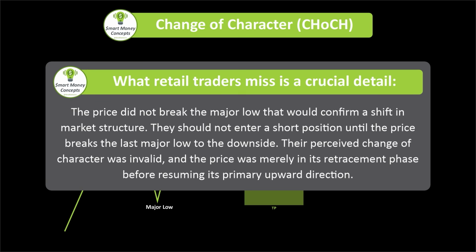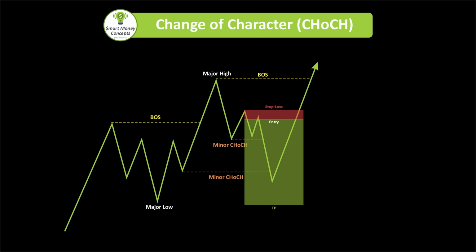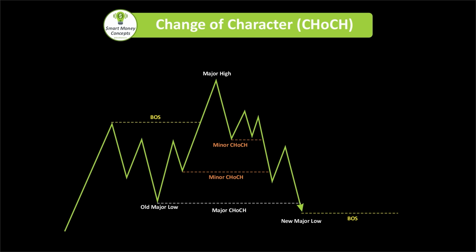What they miss is a crucial detail. The price did not break the major low that would confirm a shift in market structure. They should not enter a short position until the price breaks the last major low to the downside. Their perceived change of character was invalid, and the price was merely in its retracement phase before resuming its primary upward direction. To capture a valid market structure shift signal, traders should patiently wait for the price to establish a major change of character by breaking and closing below the last major low that initiated the upward movement leading to the bullish break of structure.